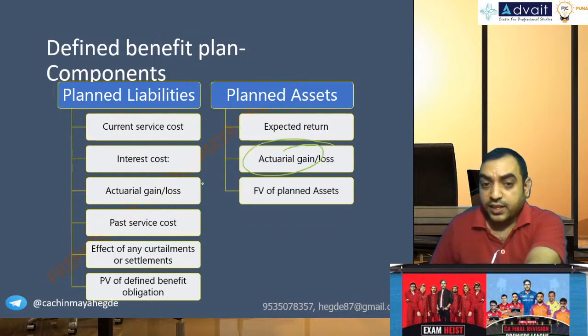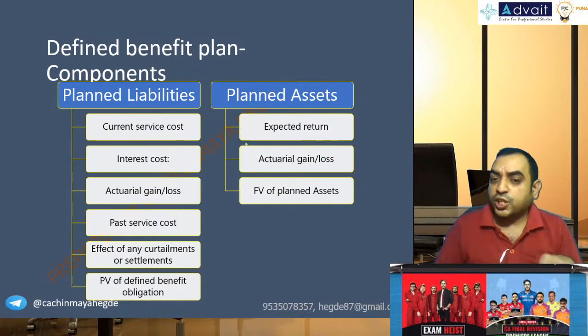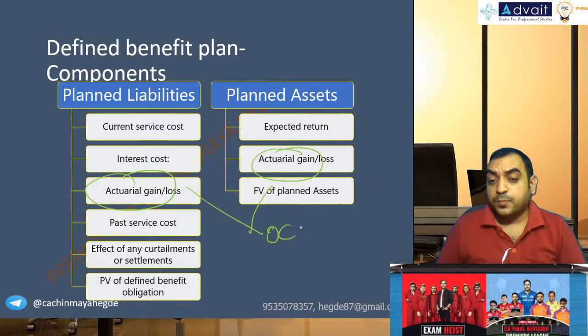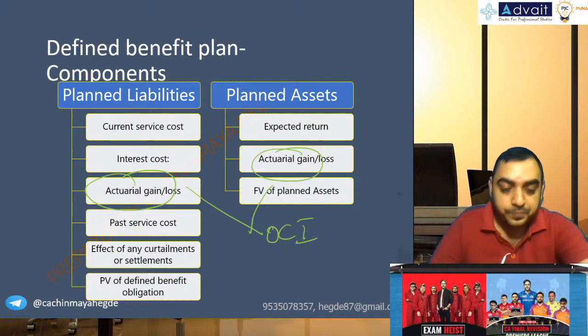That is called actuarial gain. Again, this is also called remeasurement loss. And fair value of planned assets should be valued on a fair value basis. And this actuarial gain, remeasurement loss, as per AS 15 goes to P&L, but as per Ind AS, it goes to OCI.